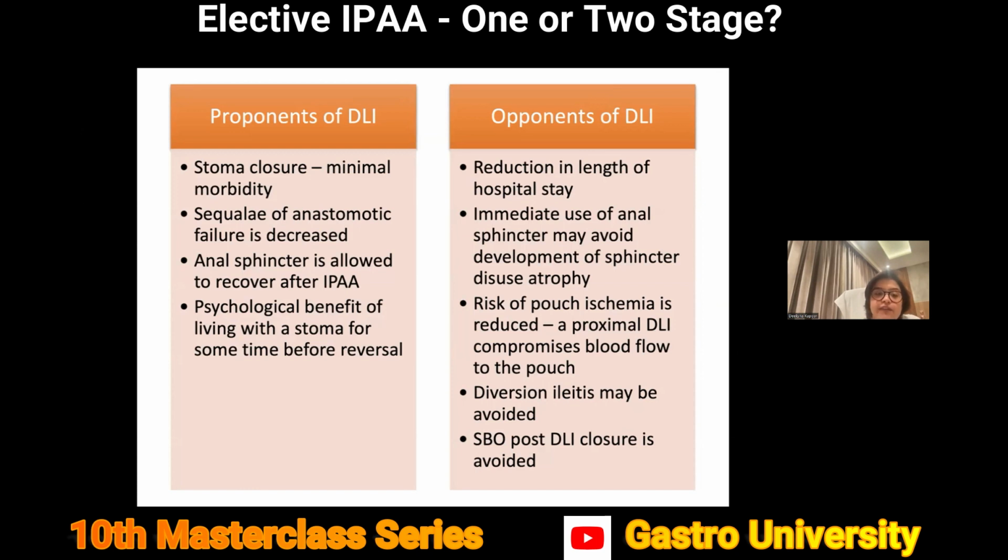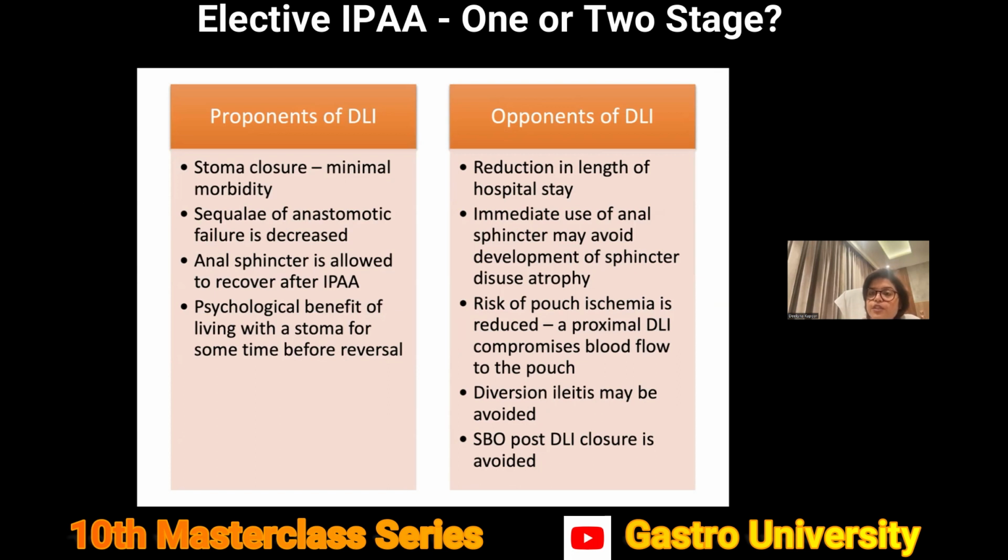And one of the very important factors, which I feel is relevant, is that there is a psychological benefit of living with the stoma for some time before reversal. We must understand this is a quality of life surgery, and we are doing it for a disease in which anyway the patient is passing stools 8 to 10 times per day. And even after the surgery, it's not that the frequency goes down a lot, but getting rid of the stoma supposedly makes the quality of life better for the patient.